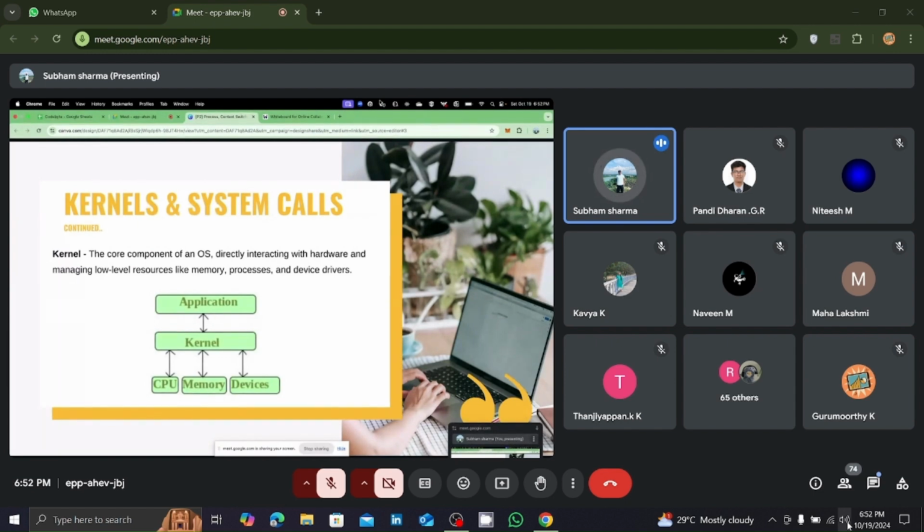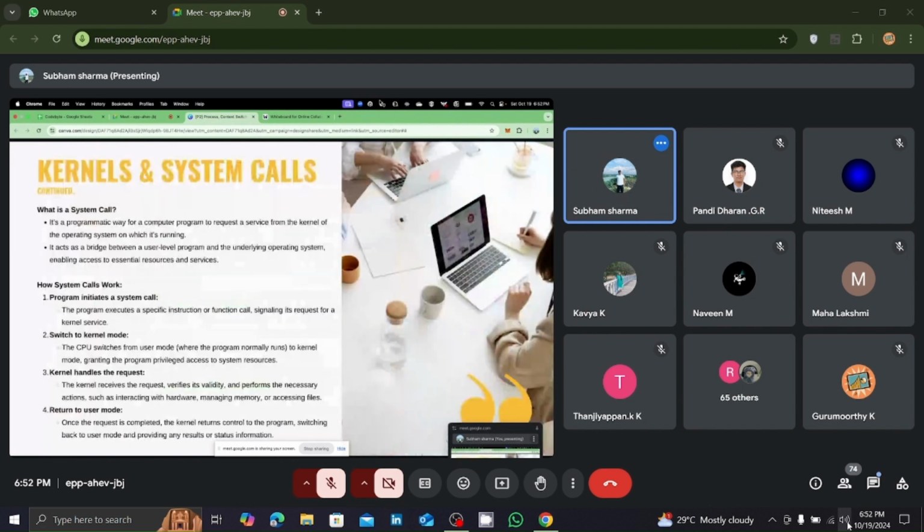So the kernel is responsible for all the interactions to the low level resources that are there, memory, processor, and everything. The application is interacting with the kernel, and the kernel is interacting with the hardware and presenting the hardware to the application. Okay.